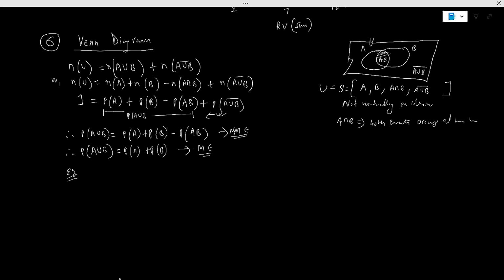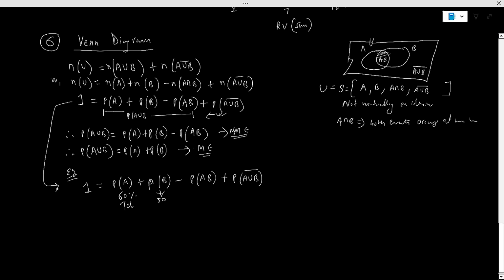Now let us see an example of two events which are not mutually exclusive, and we will utilize this formula. The probability of the sample space, 1, is equal to the probability of A plus the probability of B minus the probability of A intersection B plus the probability of A union B complement. Let us state the problem: 60% of the people have access to television, represented by event A, and event B represents that 50% of the people have access to newspaper, and 30% have access to both television and newspaper, represented by A intersection B.